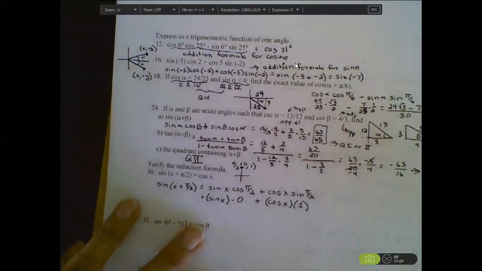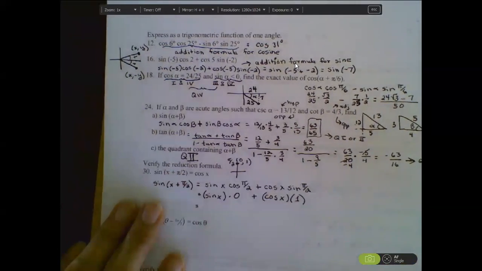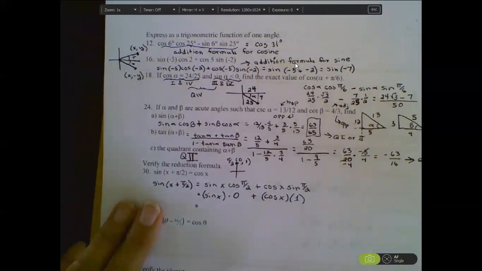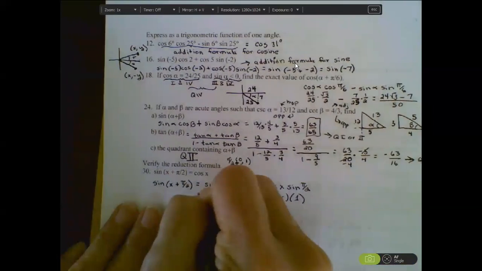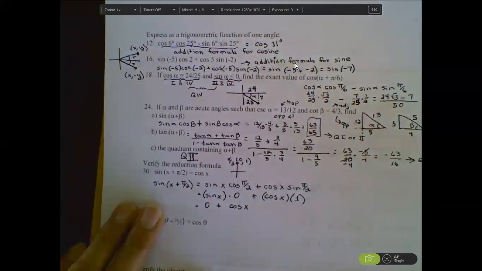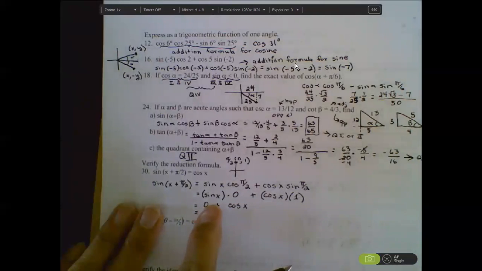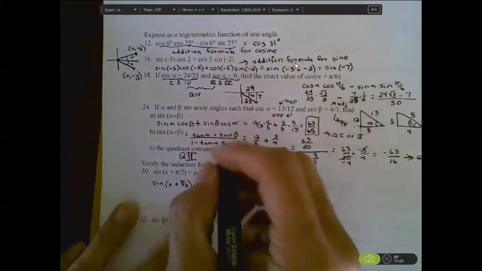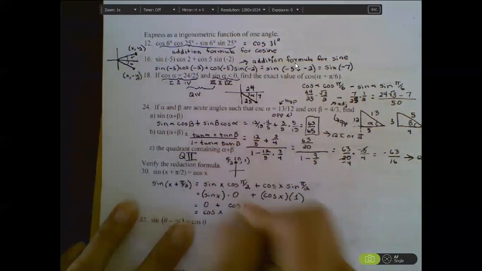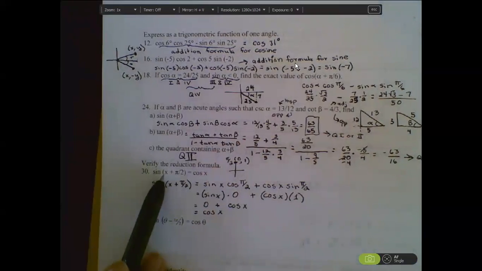What does that all boil down to? That's just 1. No, what? I don't know where I got 1. The first term is 0. The second term is cosine x. So 0 plus cosine x is just cosine x. And really, we just proved one of the cofunction formulas.